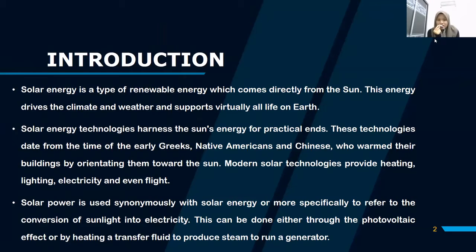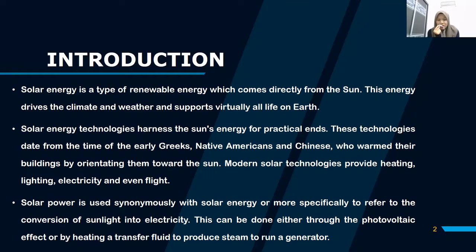Solar energy is a type of renewable energy which comes directly from the sun. This energy drives the climate and weather and supports virtually all life on Earth. Solar energy technologies harness the sun's energy for practical ends. These technologies date from the time of the early Greeks, Native Americans, and Chinese, who warmed their buildings by orientating them toward the sun. Modern solar technologies provide heating, lighting, electricity, and even flight.